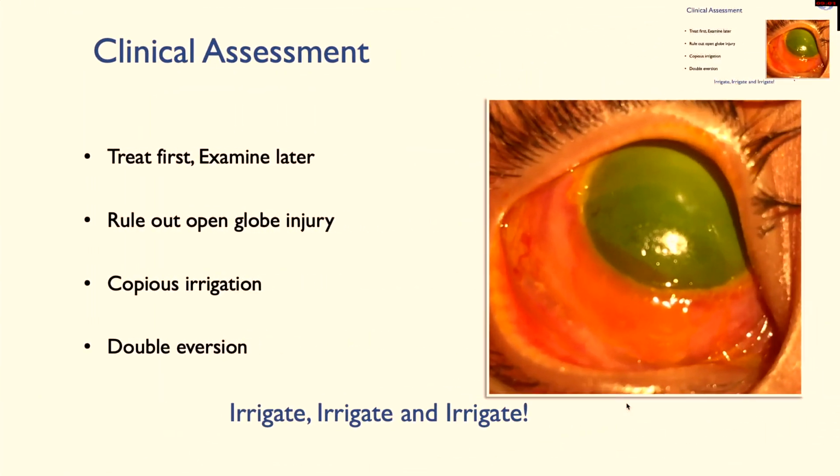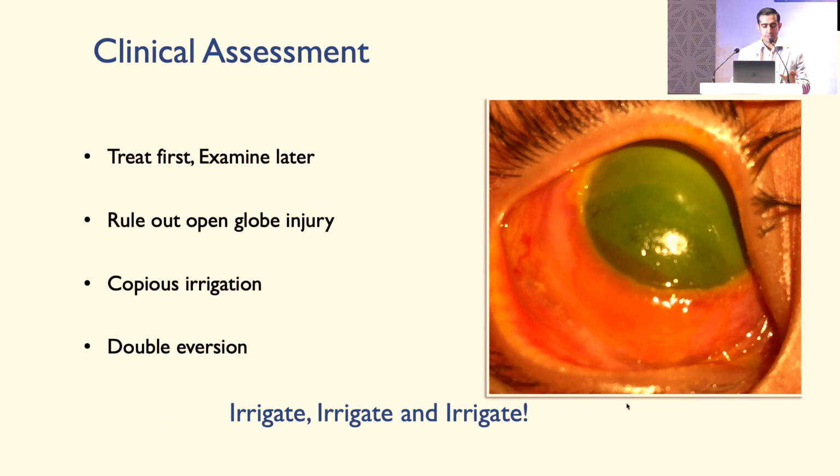So the first thing in these is clinical assessment. It's very important to actually determine the grading of the injury. You have the Dua and the Roper Hall classification, which I'll come to. Very important to double evert the eyelid and look for any retained material, because that continues to leach out the chemical. The initial treatment is copious irrigation. It's important to rule out any globe injury, and it's treat first, go into detailed examination later. The dictum is to irrigate, irrigate, irrigate.